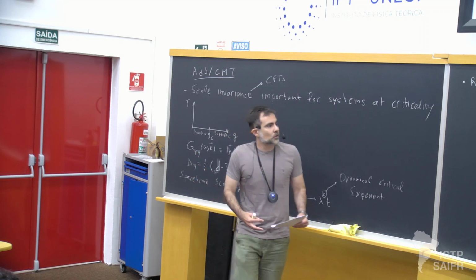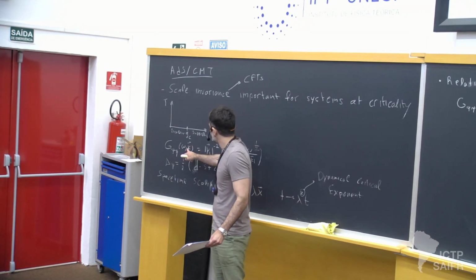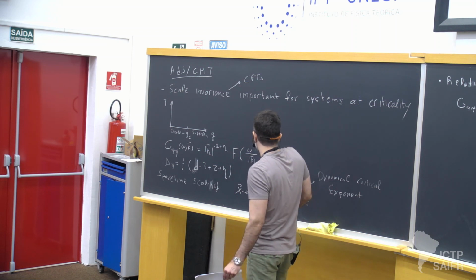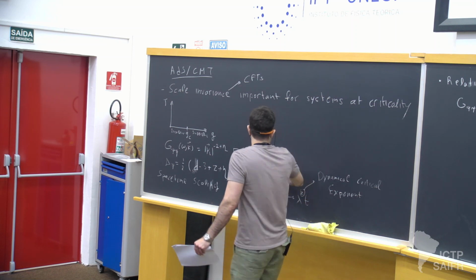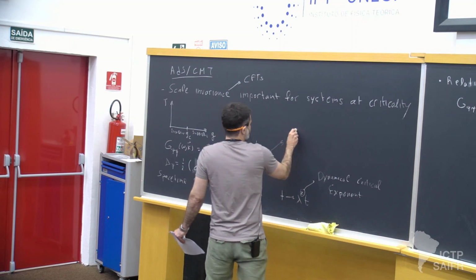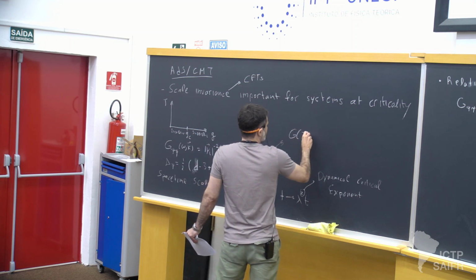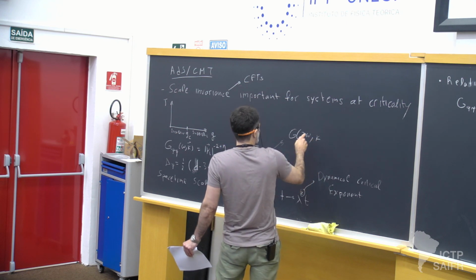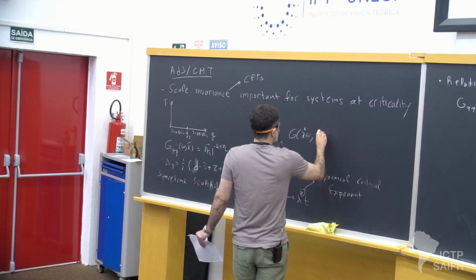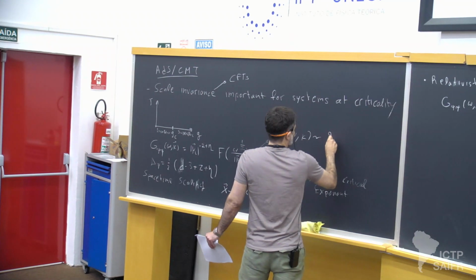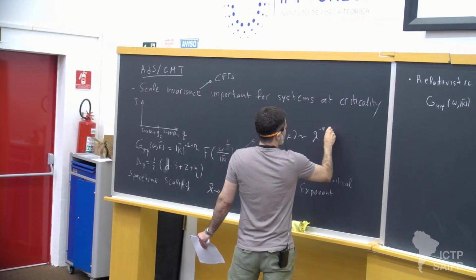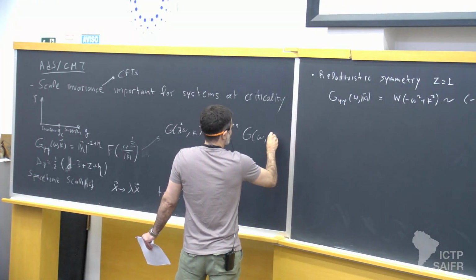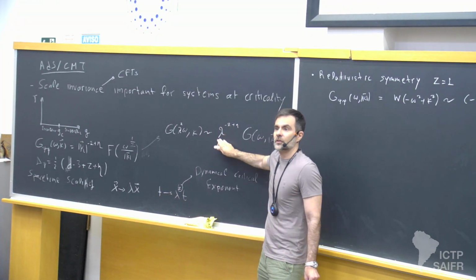Okay? So if I scale omega and k by lambda, you can see that g of lambda omega, k, where I have to scale omega with lambda to the power z, scales like lambda to the minus 2 plus eta times g of omega comma k. So this is what this achieves.